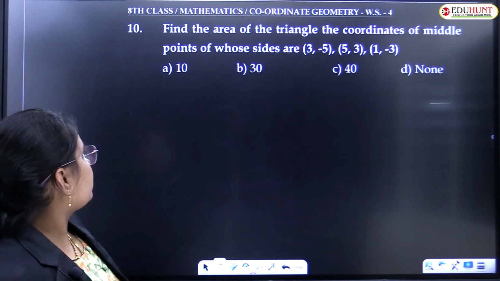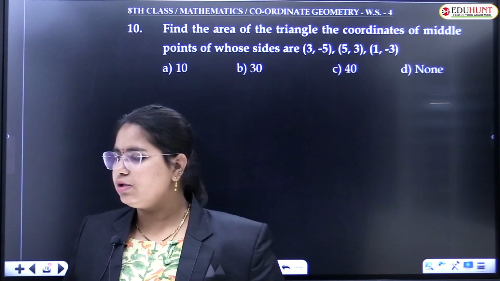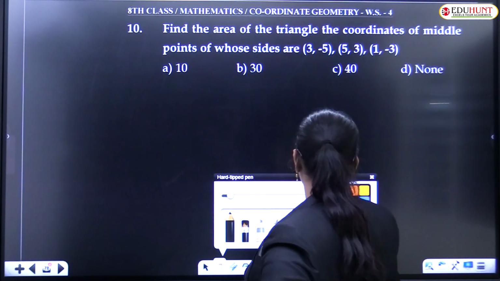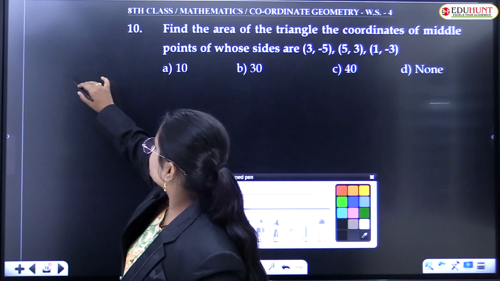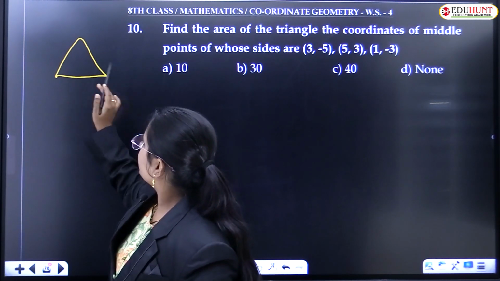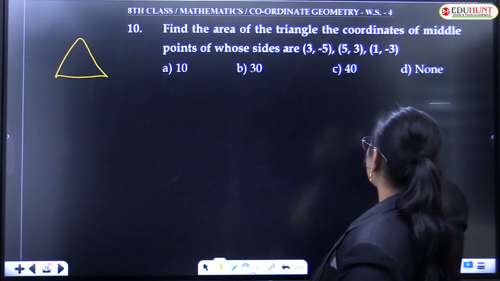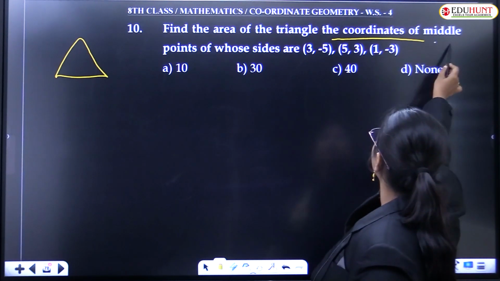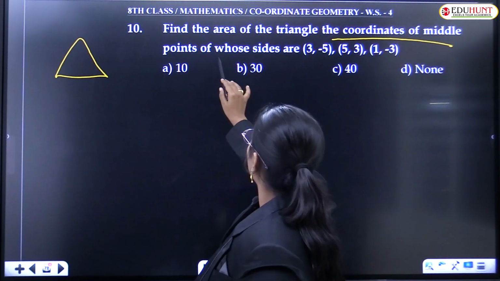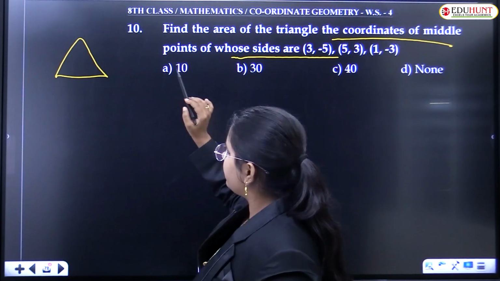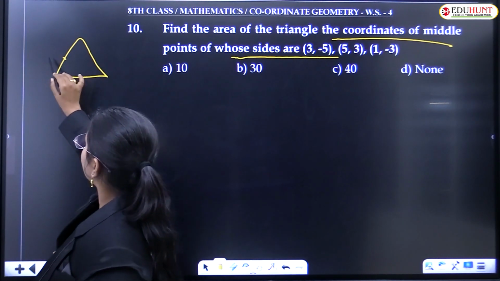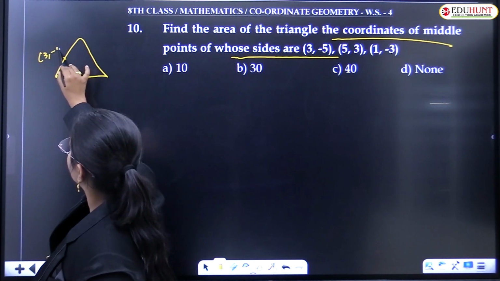So what is my next question? Find the area of triangle. You need to find the area of triangle here. So let's draw the figure first. Area of triangle I have to take, and what are the coordinates? The coordinates of the midpoints of the sides are 3, minus 5. So first one is 3, minus 5.